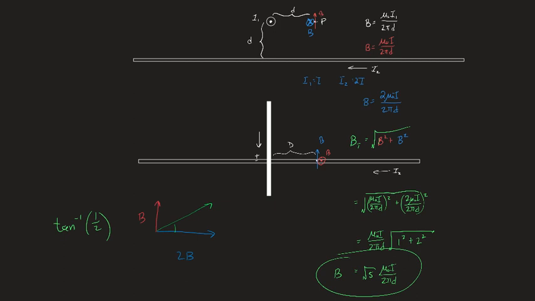I'm going to put the B value over there. Is that good? And then this is my angle theta. And tan of theta is opposite over adjacent.